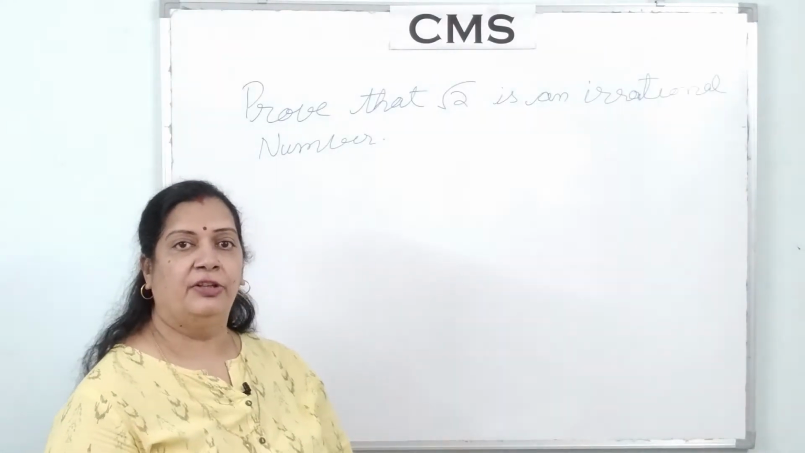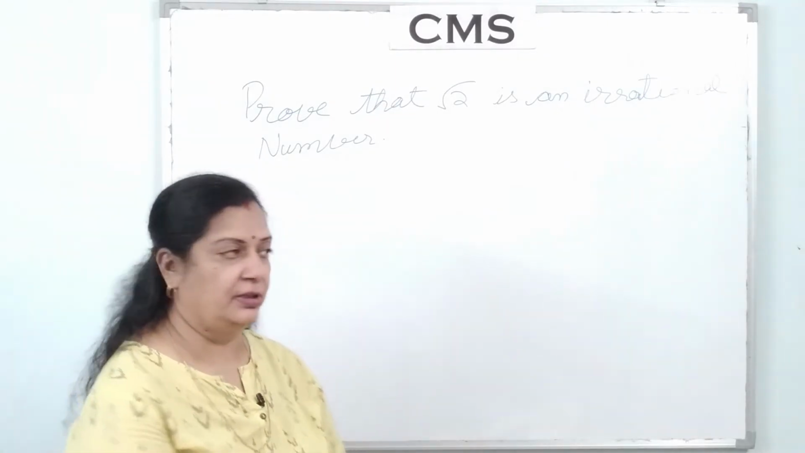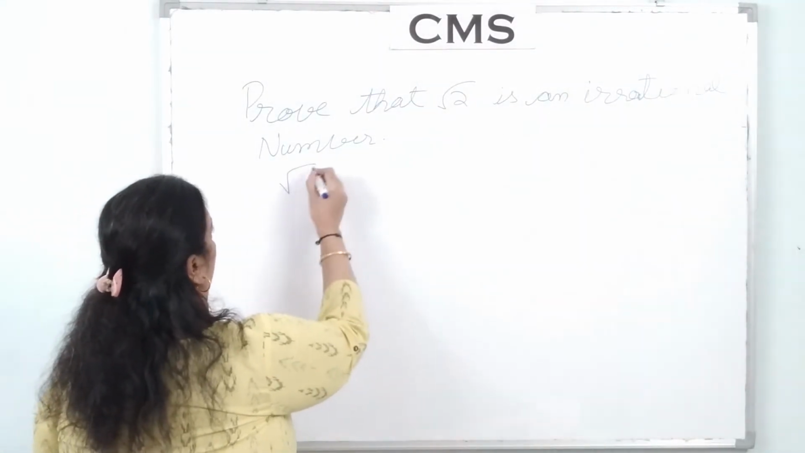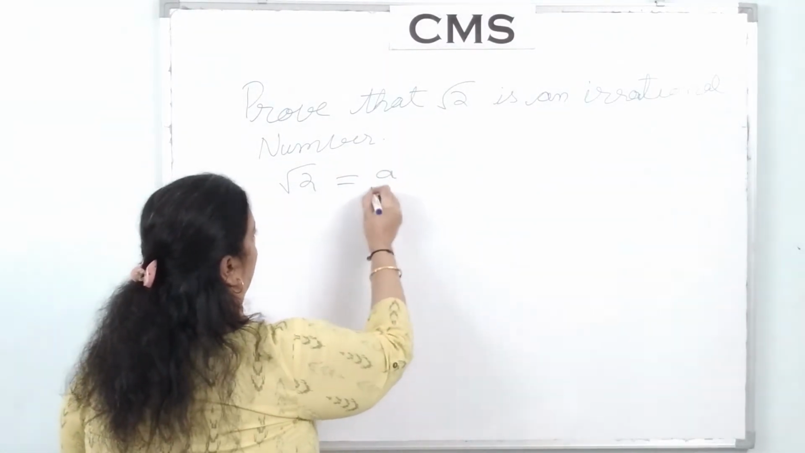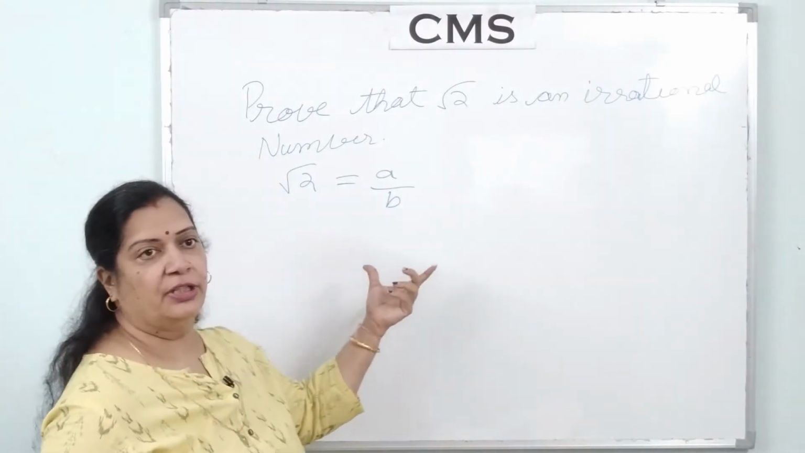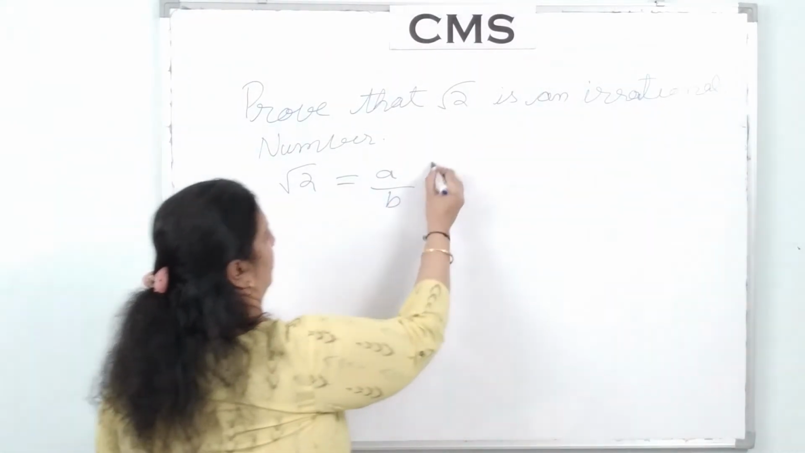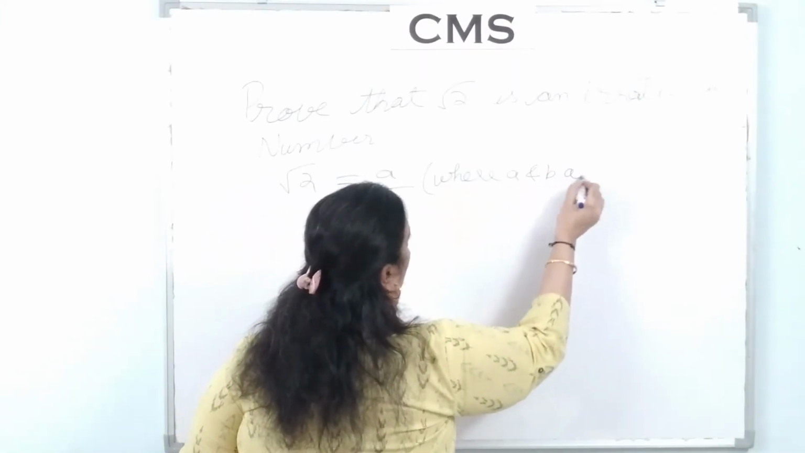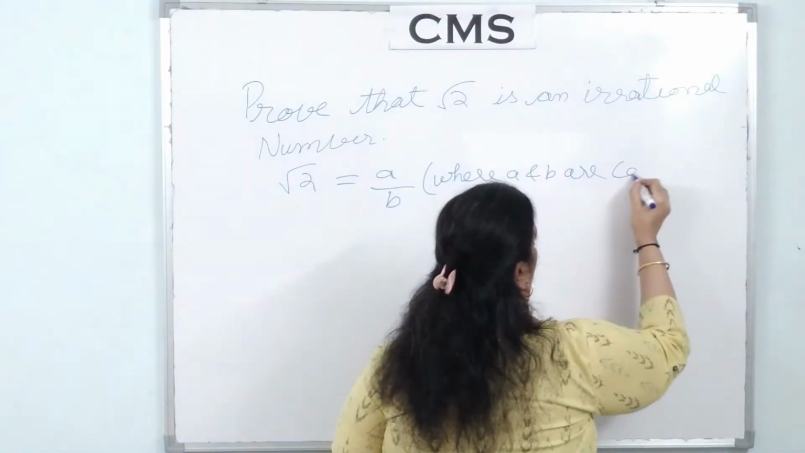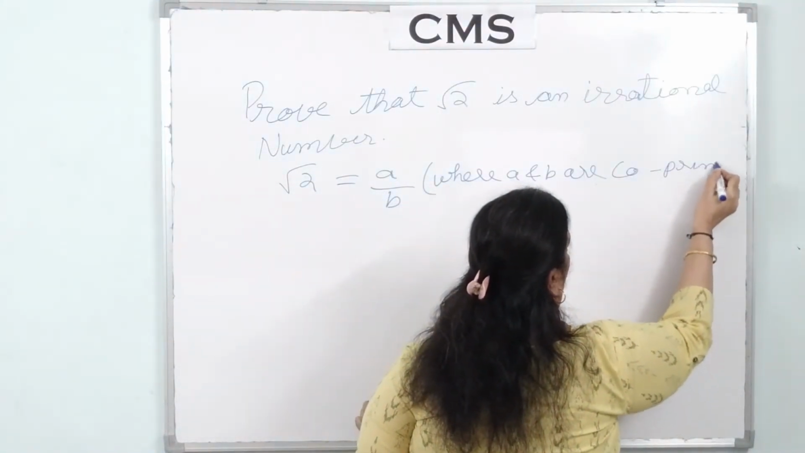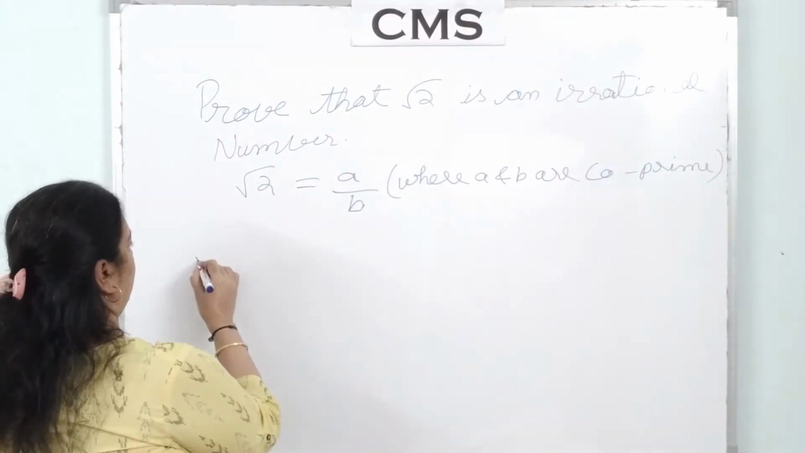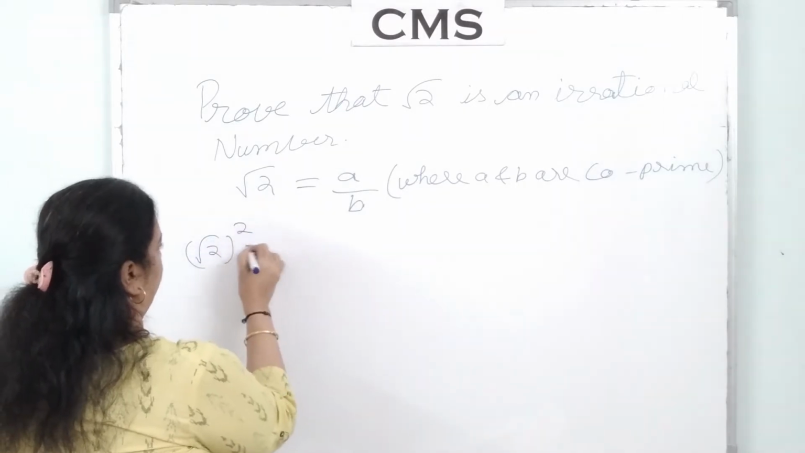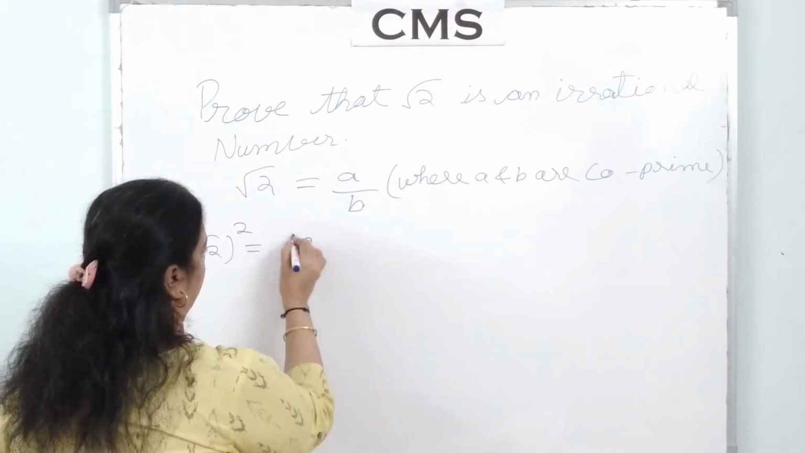On the contrary, we assume that root 2 is a rational number. When root 2 is a rational number, it is in the form of p by q. Instead of p by q, I am writing a by b, where a and b are co-prime numbers. The next step is squaring both the sides. So under root 2 whole square is equal to a upon b whole square.